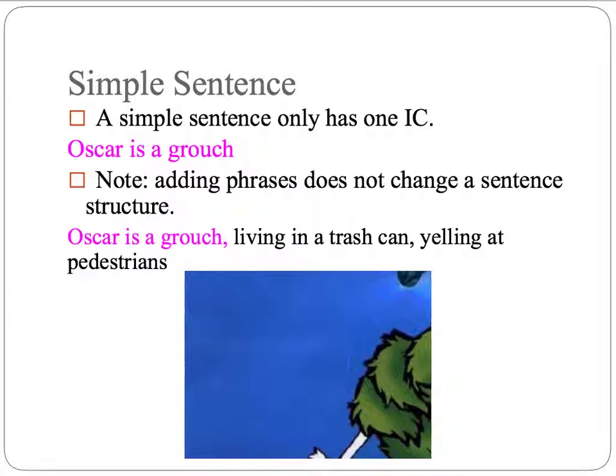Unfortunately you can't see him because he is hiding on you, because he is just too grouchy to show himself. But we know that Oscar is a grouch. That is a simple sentence. We know it's an independent clause because it has one subject and one verb. Now please note, adding phrases does not change the sentence structure. I still have one subject and one verb, even though I've added some phrases to the end of my sentence.